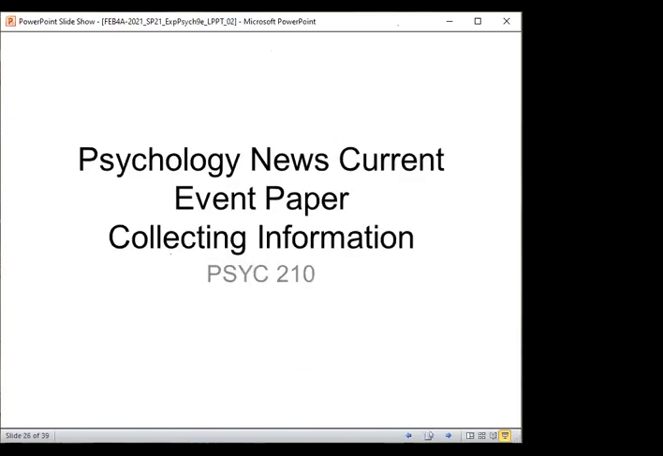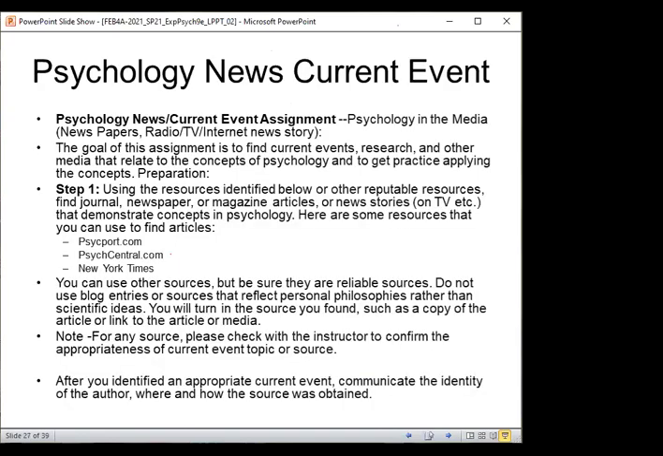Basically, these next few slides are about how I went about collecting information for doing a particular type of assignment. So it's more about collecting information here. All right, so we look for psychology in the media: newspaper, radio, TV, internet, news story, whatever. The goal of this assignment is to find current events, research, and other media that relate to the concepts of psychology and to get practice applying the concepts. For your preparation, this is what I always normally suggest. Step one, using the resources identified below, or other reputable sources, like Psychport, Psych Central, or the New York Times Health section.